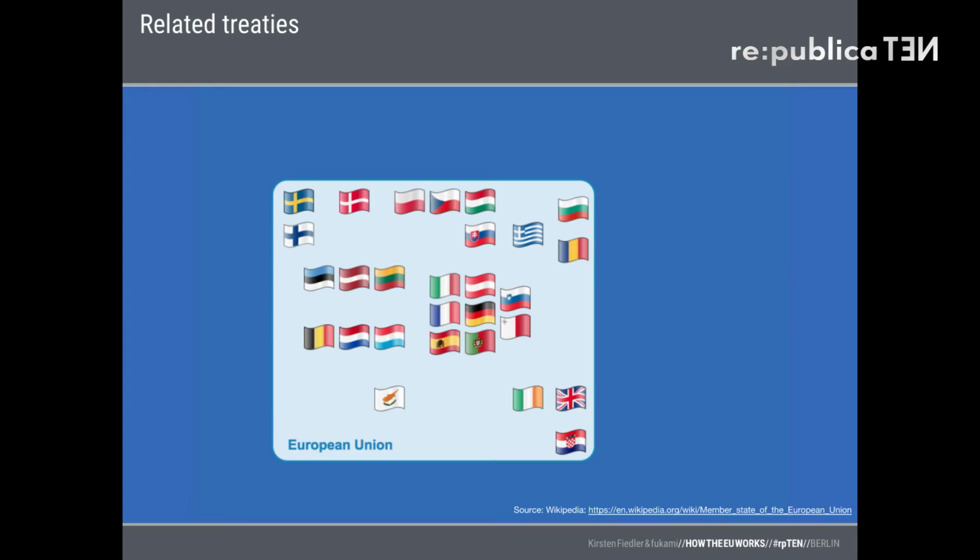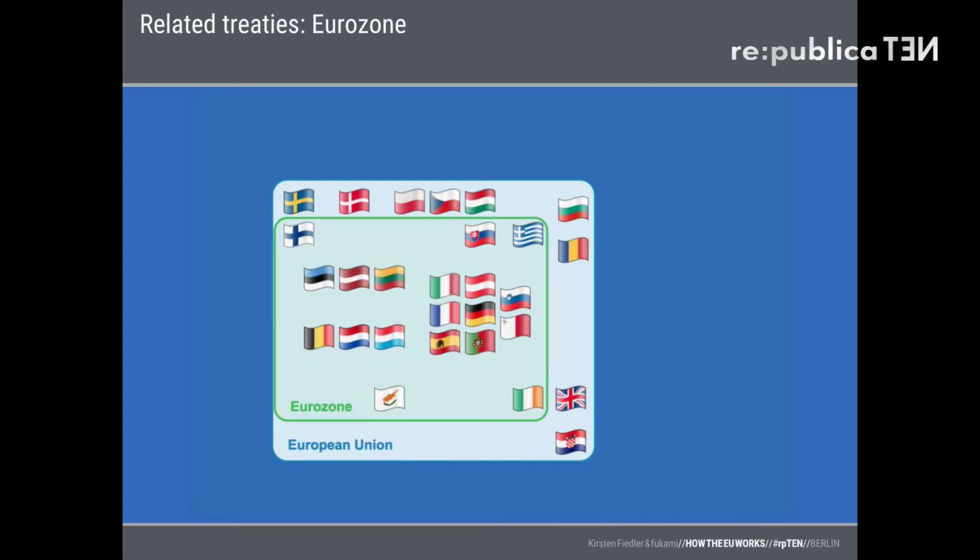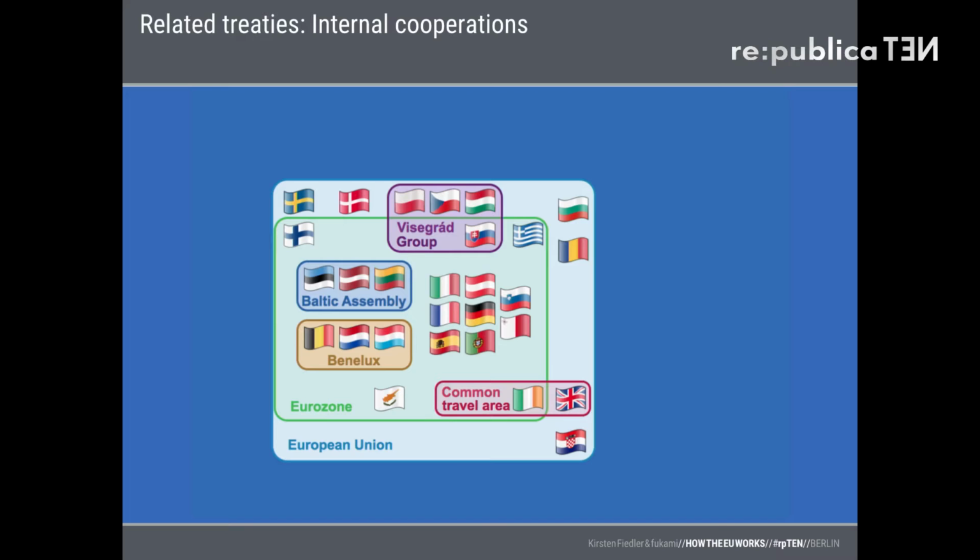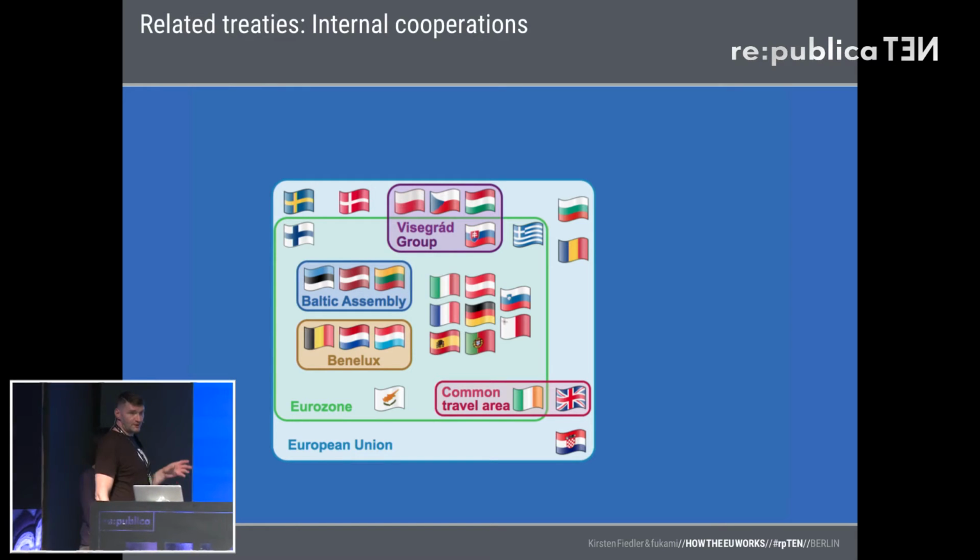There are many more treaties than just the European Union. We have a nice picture taken from Wikipedia to explain the different treaties a little bit. So this is just the EU. The Eurozone is only a couple of states. There are some states missing. Then we have some internal cooperations, for example, the Visegrad Group. These are the more Eastern European countries, the Baltic Assembly, Benelux, and the Common Travel Area between Ireland and the UK.